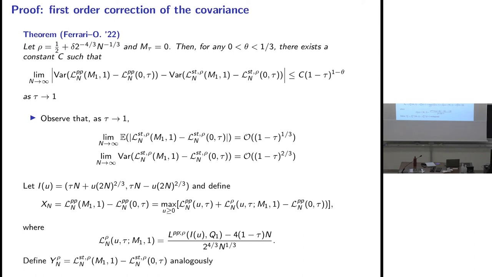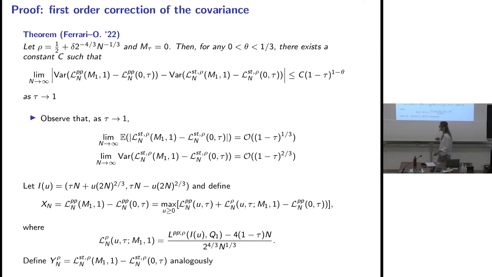The first thing to do is, let's call this term, the increments of the point-to-point LPP, Xn. The first thing to do is to decompose the LPP to the point n at the largest time in this way. This is Q1, this is Q tau, which is also tau n 1 1. If this is your geodesic, you decompose the path as a point-to-point LPP from the origin to the point IU, plus an LPP from the point IU to the point Q1.